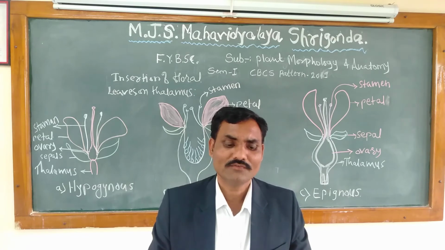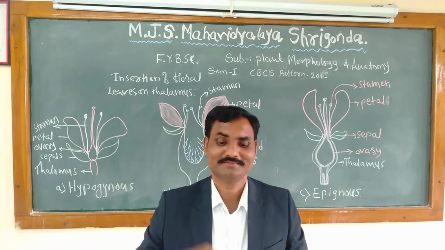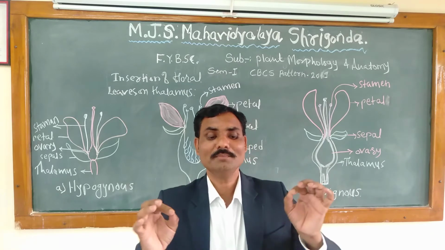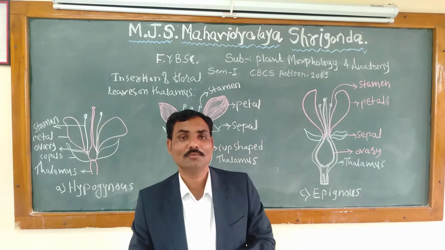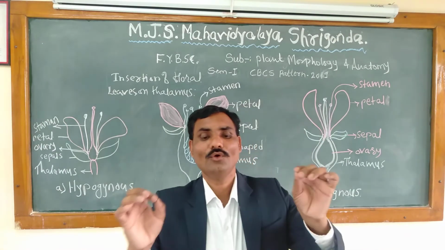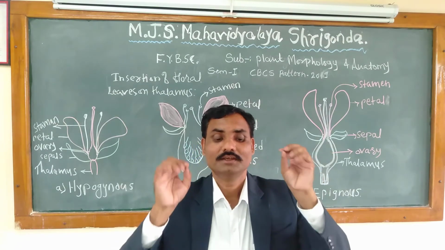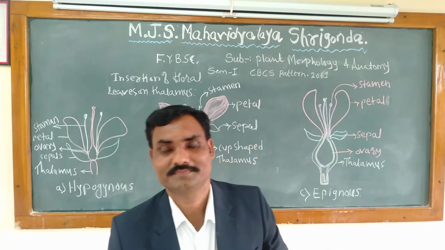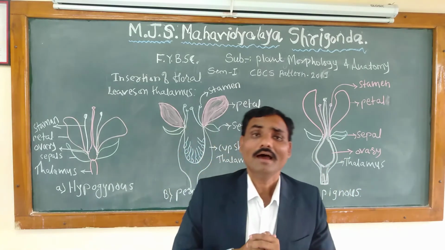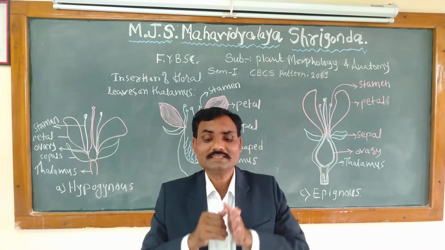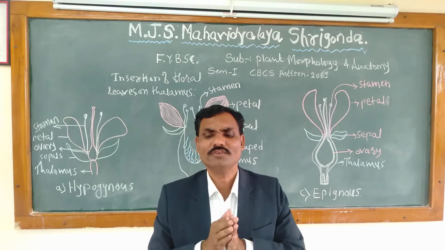Actinomorphic flower is also called a regular or symmetrical flower. In that actinomorphic flower, each floral whorl is similar in size and shape, and evenly arranged on the thalamus. They are arranged on the thalamus, and the size and shape are similar. And such a flower, when we cut it in any plane, produces two equal halves.